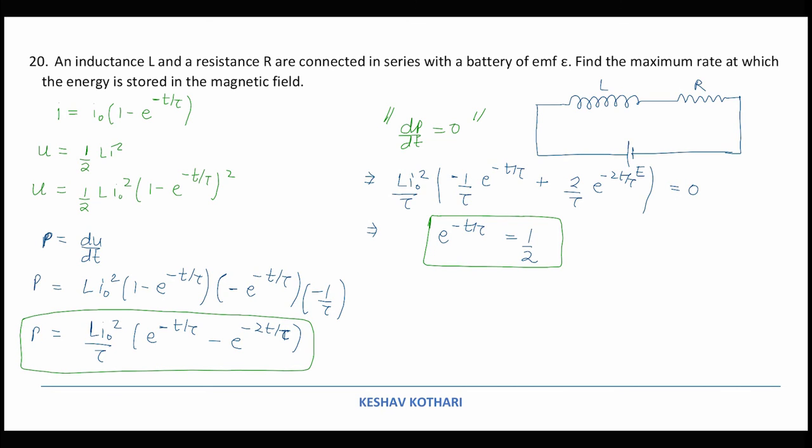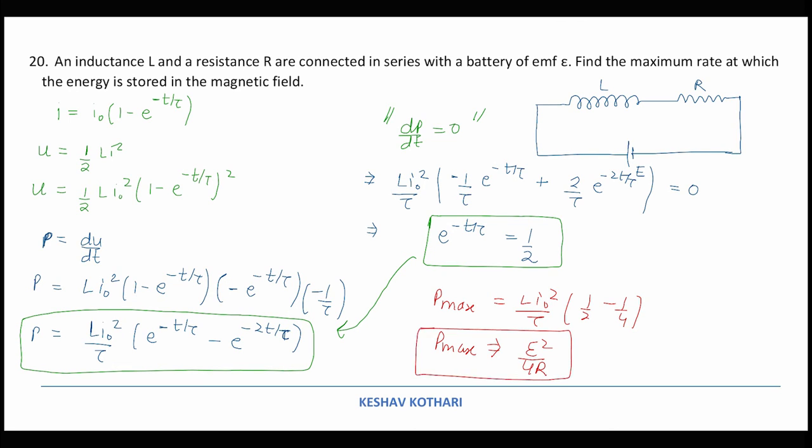If we put this value in the expression of power, we get P maximum, and the value of P maximum is calculated as L I naught square by tau (half minus 1 by 4). If we put I naught as E by R, and tau is equal to L by R, the power maximum in this circuit will be written as E square upon 4R. With this we come to an end of magnetism 2.